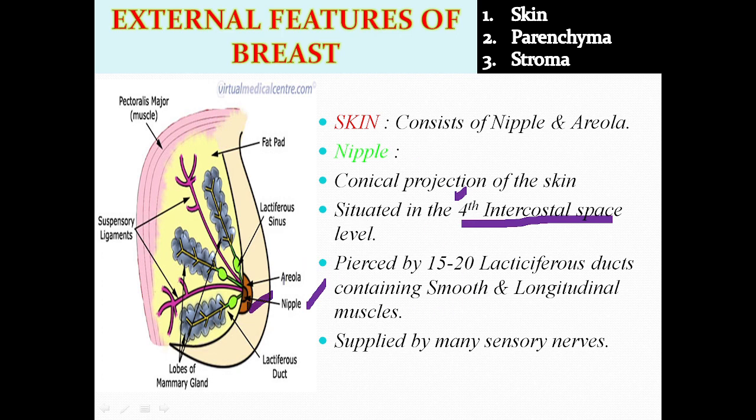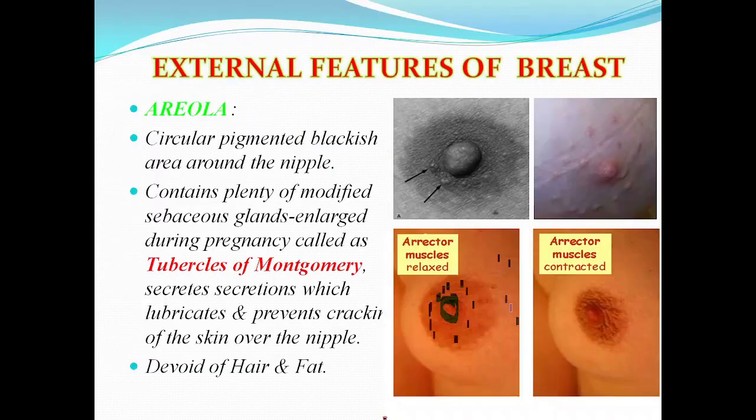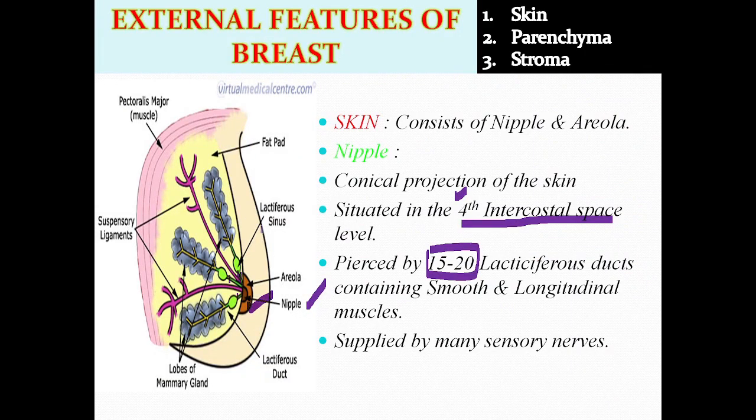So now it is going to be pierced by 15 to 20 lacticiferous ducts. Try to observe over here, the ducts are coming here, right? The green color ones are called the lacticiferous ducts. They are made up of longitudinal and smooth muscles, and they are highly sensitive because they are supplied by the sensory nerves. How the lacticiferous ducts are formed, I will explain in the upcoming slides.